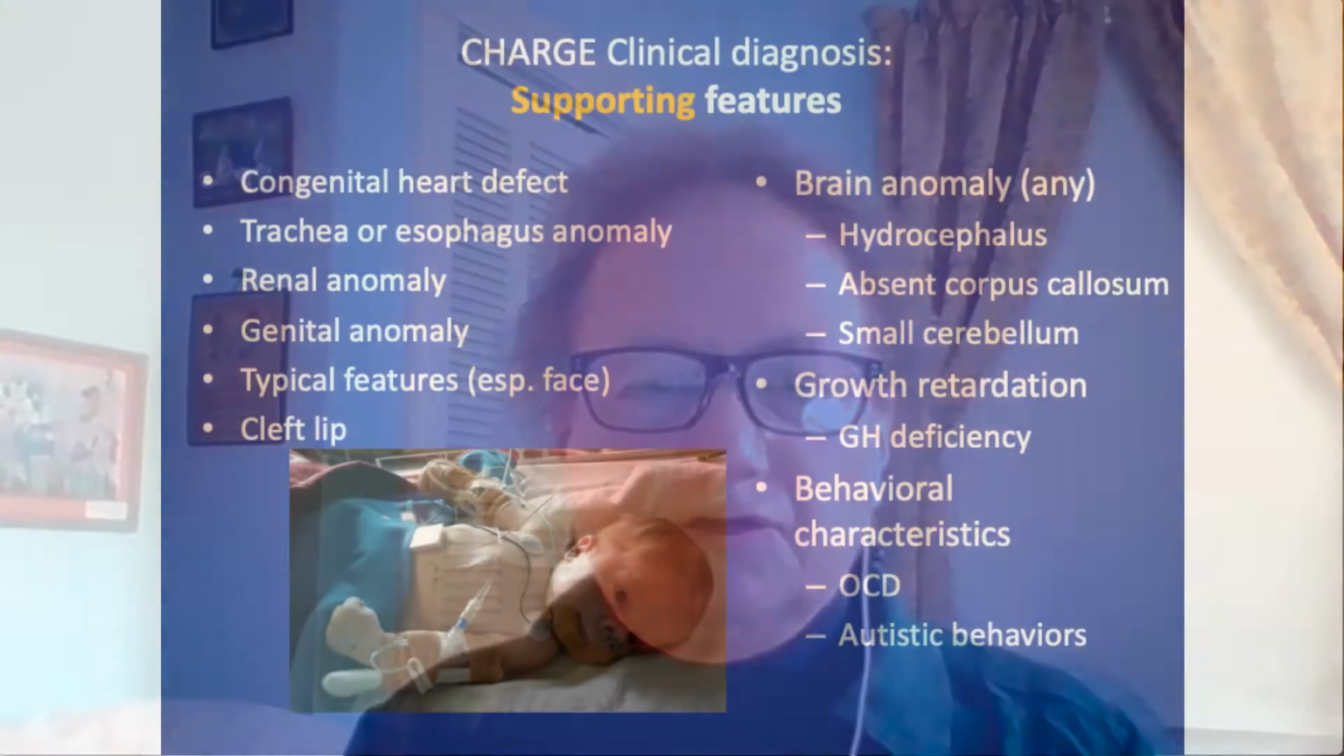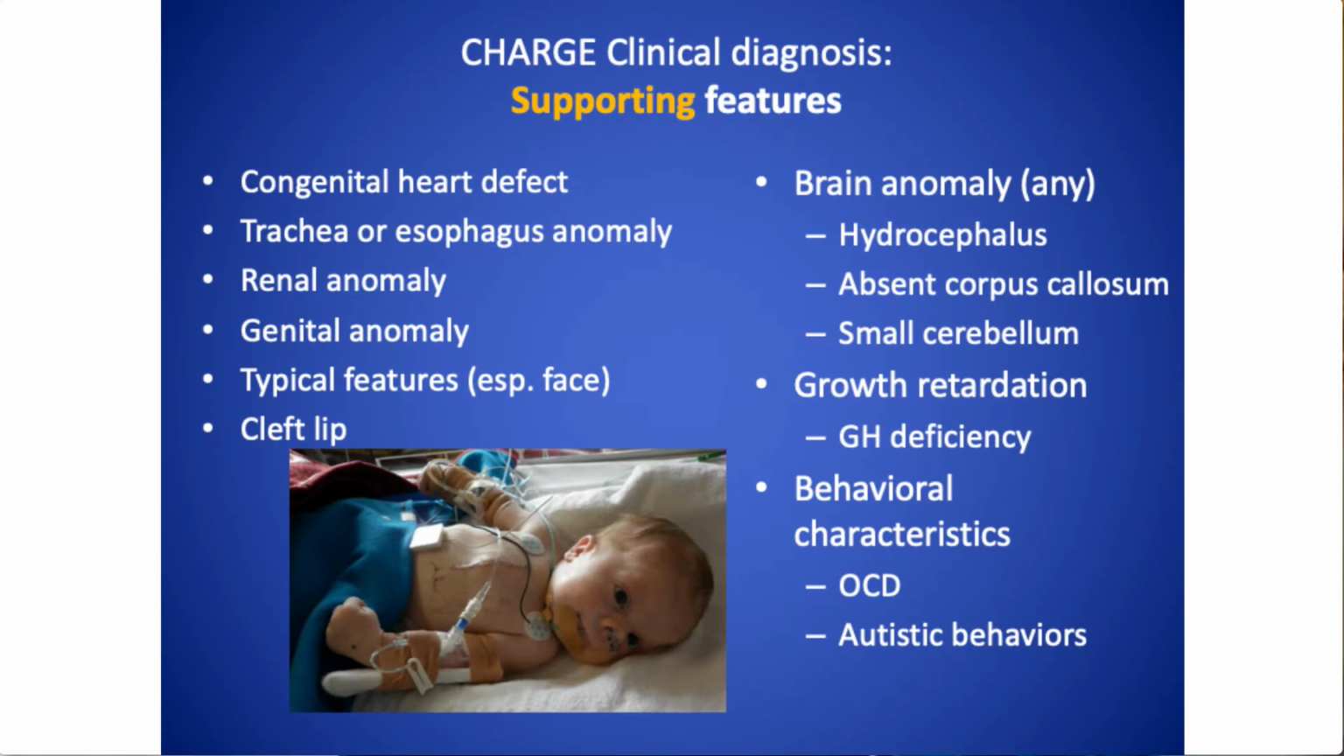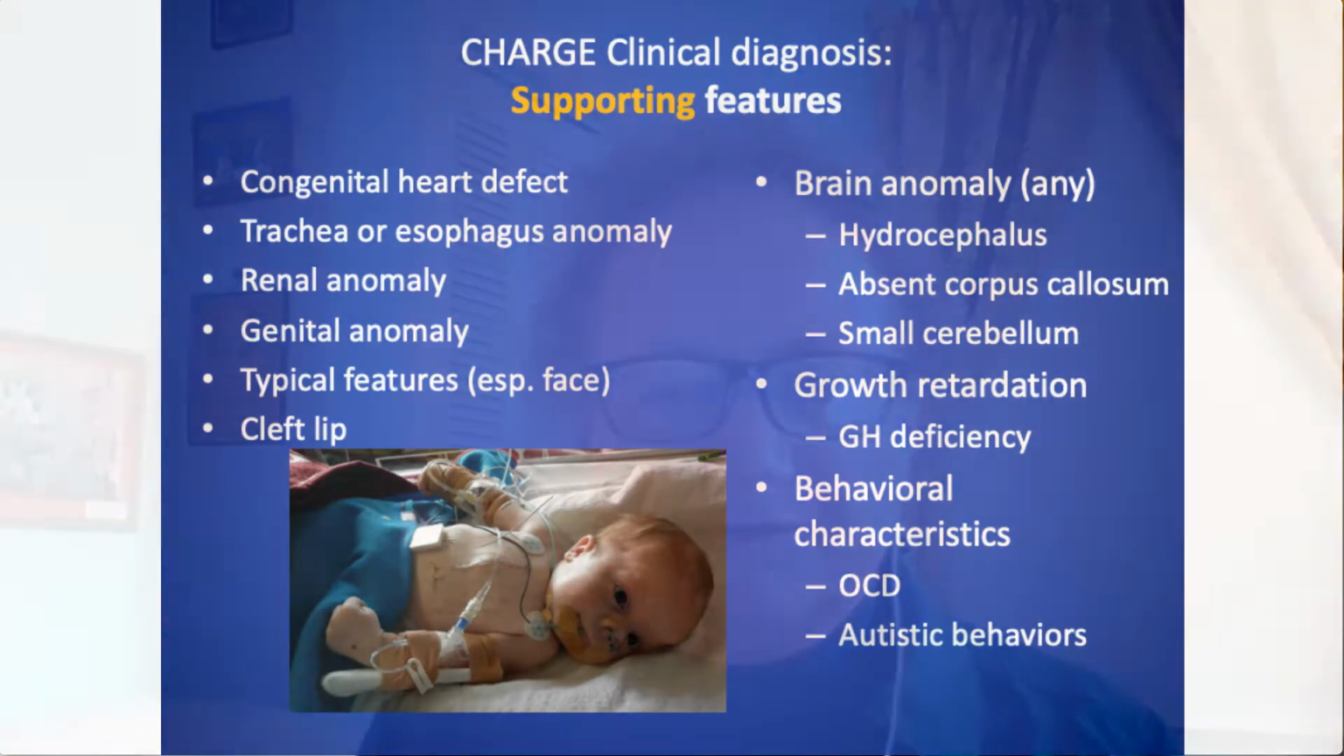The supporting features include congenital heart defects, problems with the trachea or esophagus, renal kidney problems, genital problems, typical dysmorphic features, especially the face, sometimes facial clefts like cleft lip, brain anomalies, growth retardation, including sometimes growth hormone deficiency, and behavioral characteristics, especially obsessive compulsive disorder and autistic behaviors. I'm going to now go through some of the major features in much more detail.